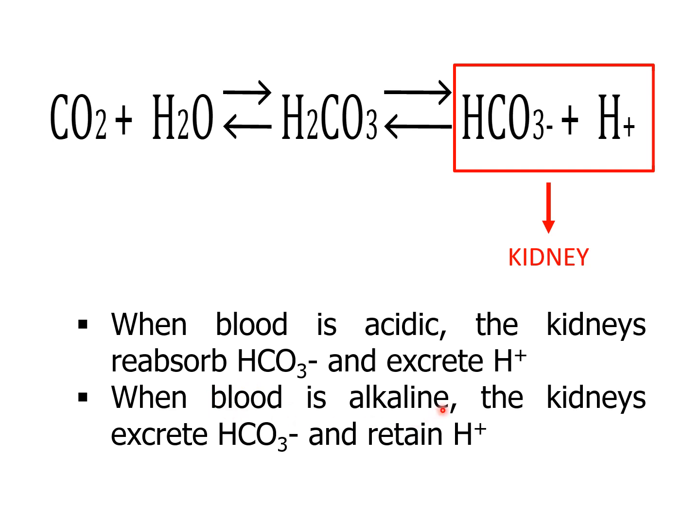When the blood is alkaline, or when there is alkalosis, the kidneys will tend to excrete bicarbonate and retain hydrogen ions. So again, bicarbonate is acidic or basic in nature, and hydrogen ion is acidic.